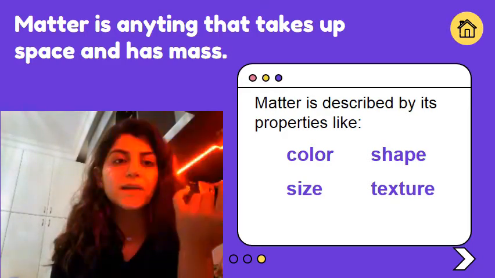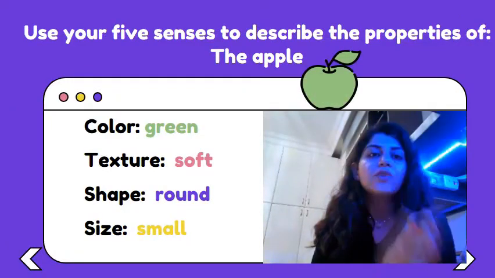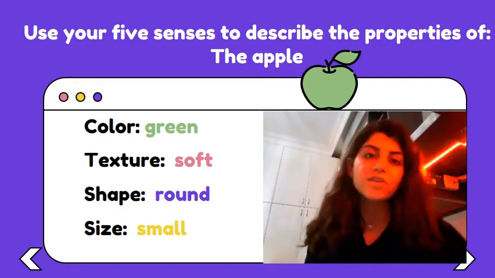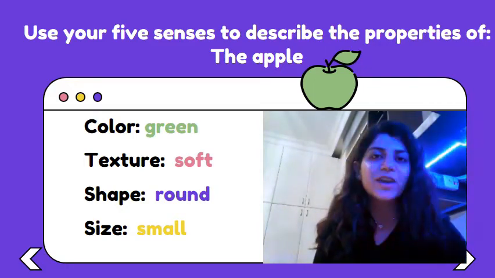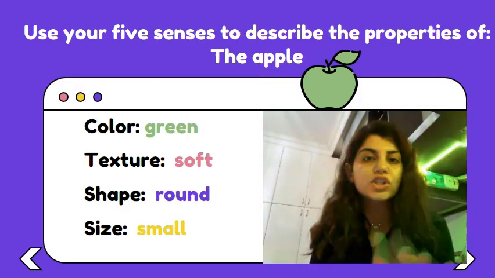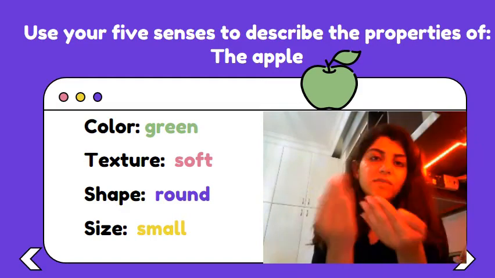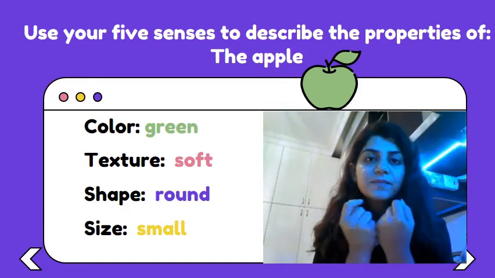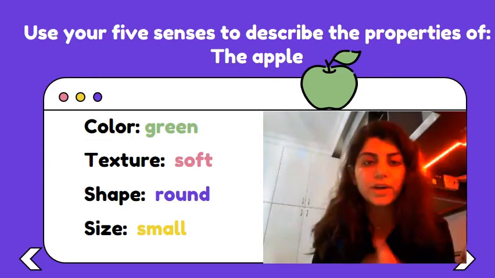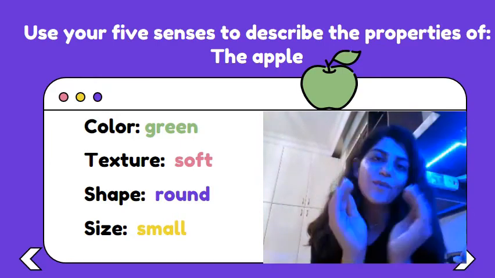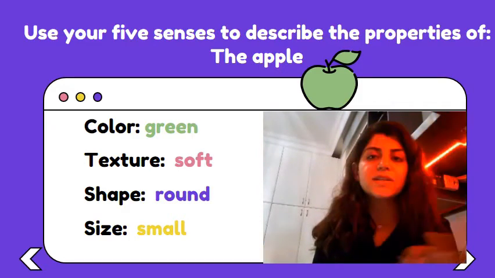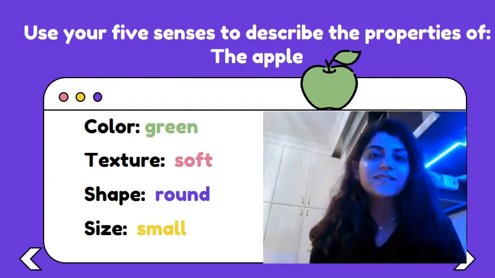Let's solve this practice together. Use your 5 senses to describe the properties of the apple. Can you see the green apple? Yes, I'm sure we can all see it. What's the color? The color is green. Texture. If you hold an apple, you can feel that the texture is soft. It's not bumpy. The shape, it's almost round, right? The size, it's a small apple. So this is how we describe the properties of matter.